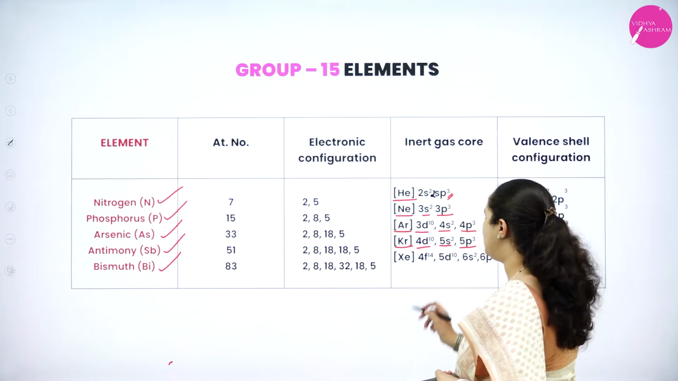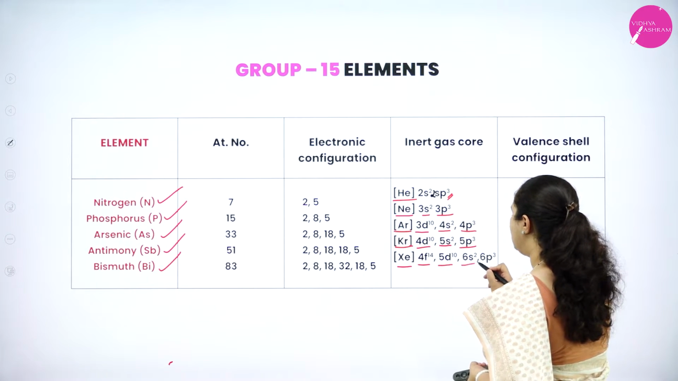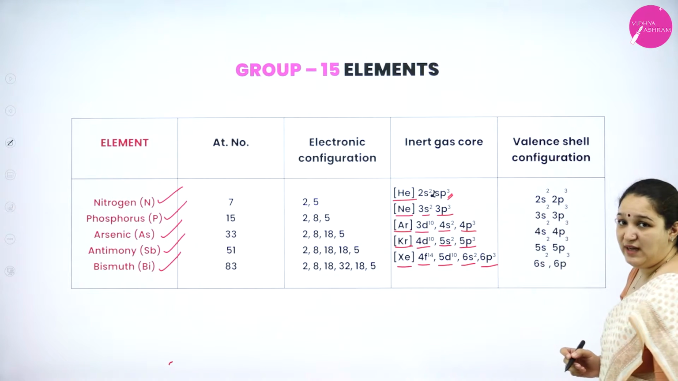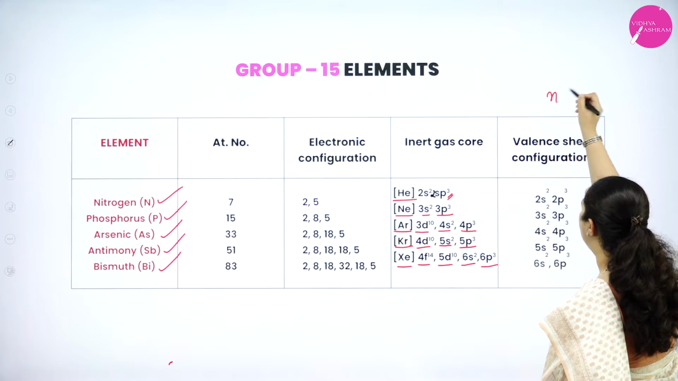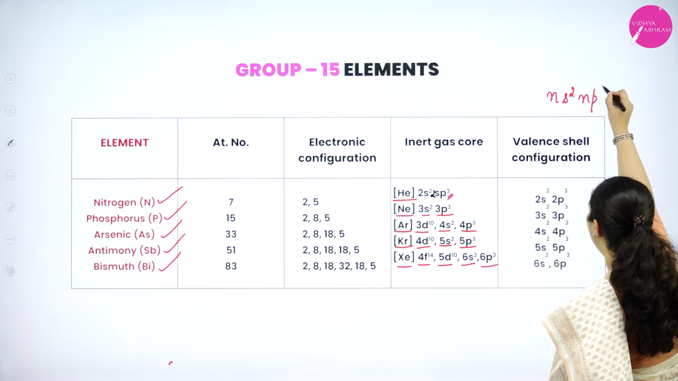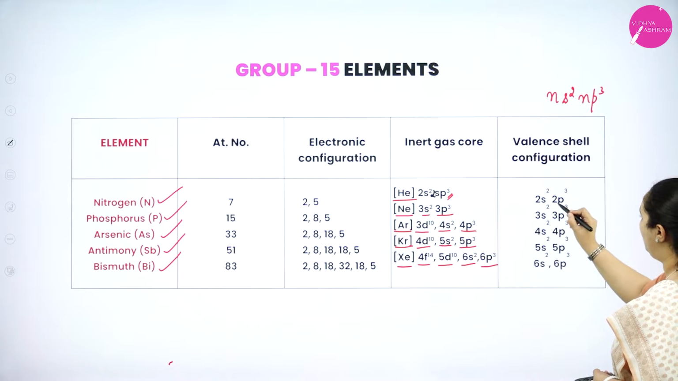Then you have last bismuth, that is xenon 4f14 5d10 6s2 6p3. So if you see the valence shell electronic configuration, what is it? If I have to write the general electronic configuration, it is ns2 np3. Correct, no? ns2 np3.